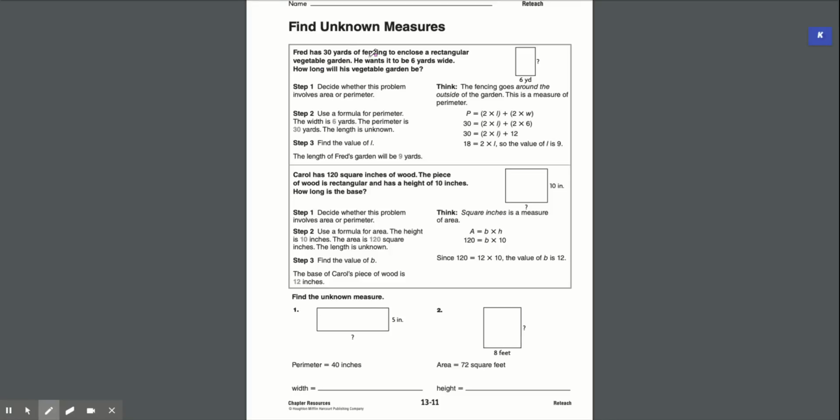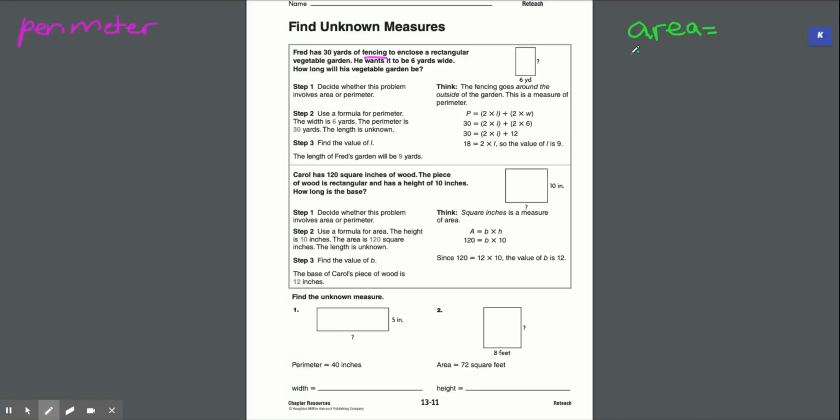Fred has 30 yards of fencing to enclose a rectangular vegetable garden. He wants it to be 6 yards wide. How long will his garden be? So I underlined fencing because that gives us a clue where we need to find out if we're going to be studying perimeter, right? Or if we're going to be studying area. So we need to know the meaning of those two before we're able to solve, right?